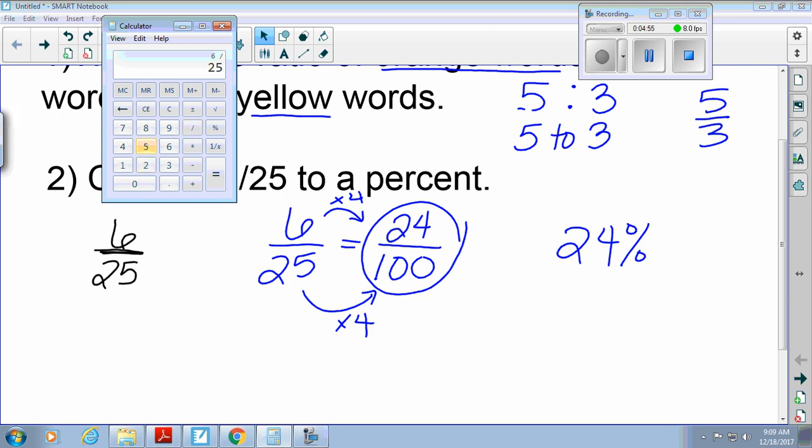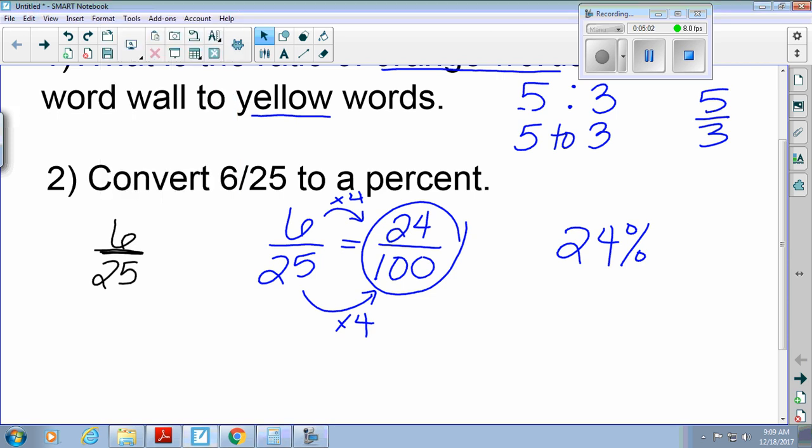All right, so 6 divided by 25 equals, and you're going to get a decimal, right? You're going to get 0.24, all right, 24 hundredths. Now, that's a decimal, right? If we are asked to turn it into a percent, like in this question, how many times do I need to move that decimal place? Always move it how many spots?